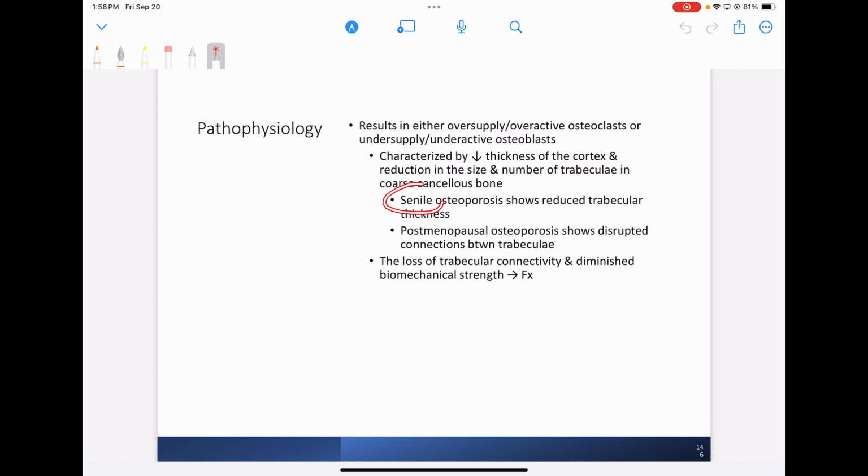So senile osteoporosis, what does senile mean? Old. Okay? With senile osteoporosis, they get reduced trabecular thickness. Postmenopausal osteoporosis shows disrupted connections between the trabeculae. So that's the difference between the osteoporoses and how they develop. And again, you lose your trabecular connectivity, you decrease the biomechanical strength, and they can fracture easier.